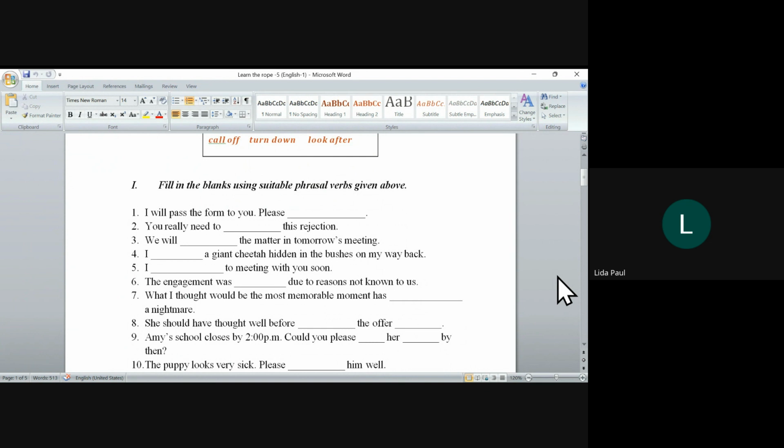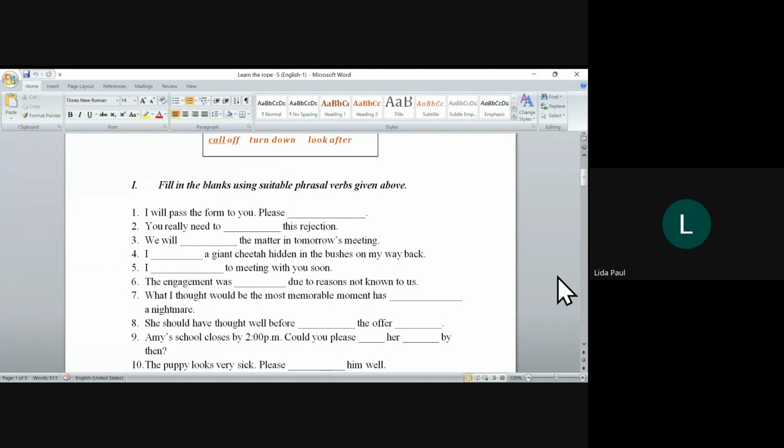What's the answer for this? The engagement was called off. Correct, right? The engagement was called off due to reasons not known to us, as in it was cancelled. Called off, because it was past tense, definitely you'll have to use the past form of the tense, which is called and off, right?